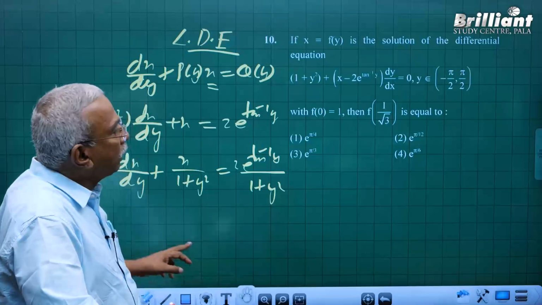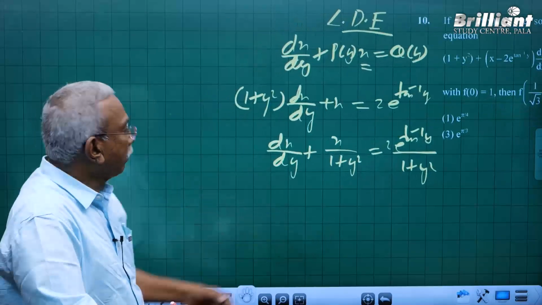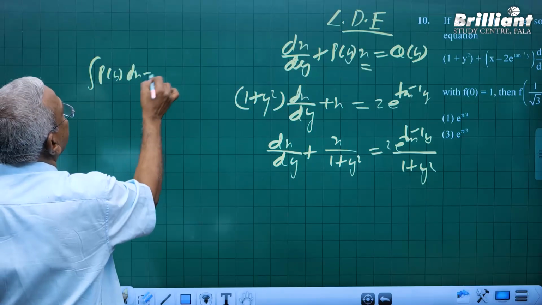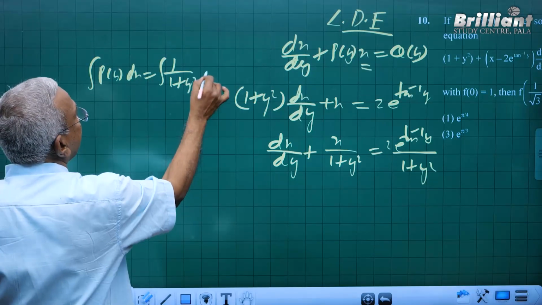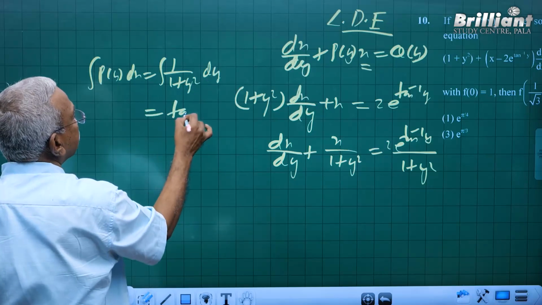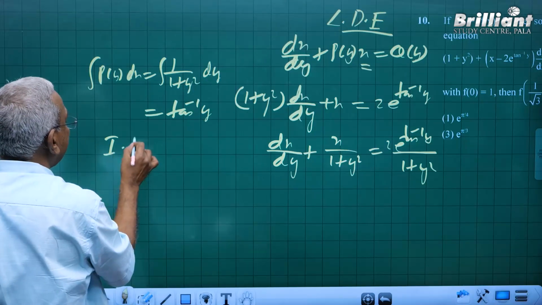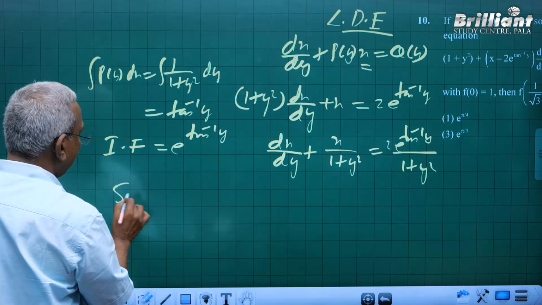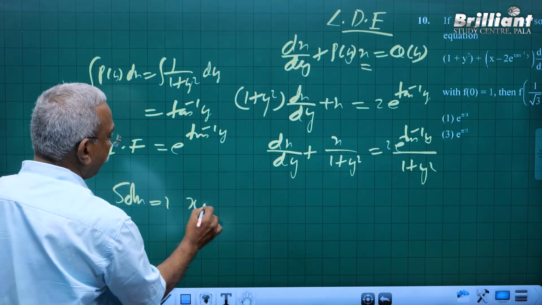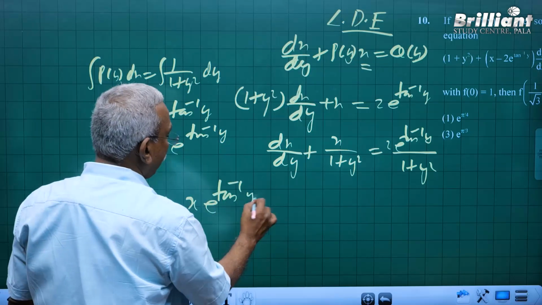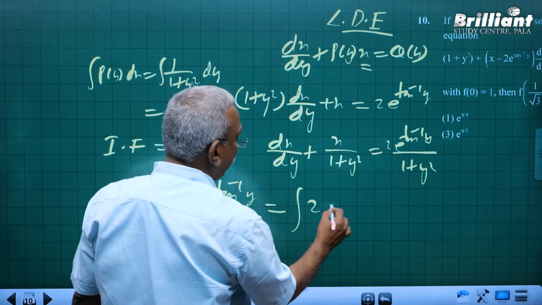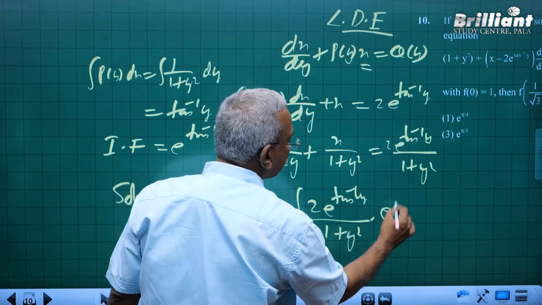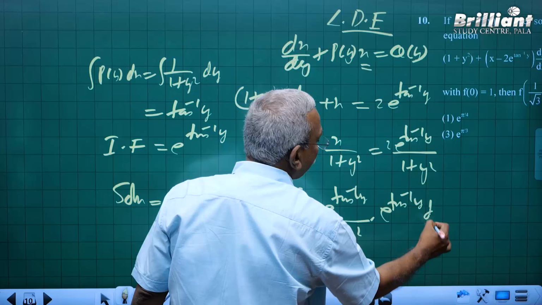Then you can find the integrating factor. How to find the integrating factor? We can see integral p of y dy is equal to integral 1 by 1 plus y square dy. It is equal to tan inverse y. Therefore, IF is equal to e raised to tan inverse y. So the solution is x into e raised to tan inverse y is equal to integral 2 e raised to tan inverse y divided by 1 plus y square into e raised to tan inverse y dy.